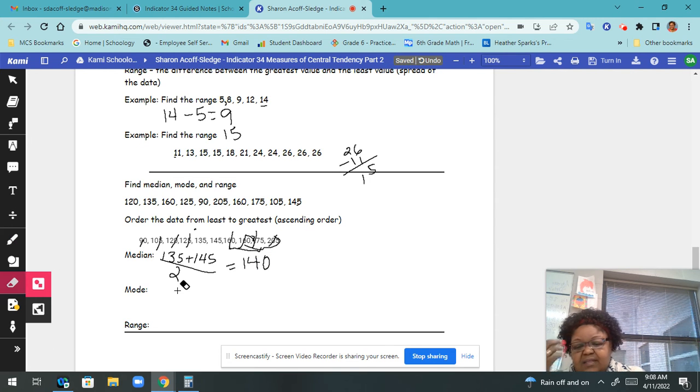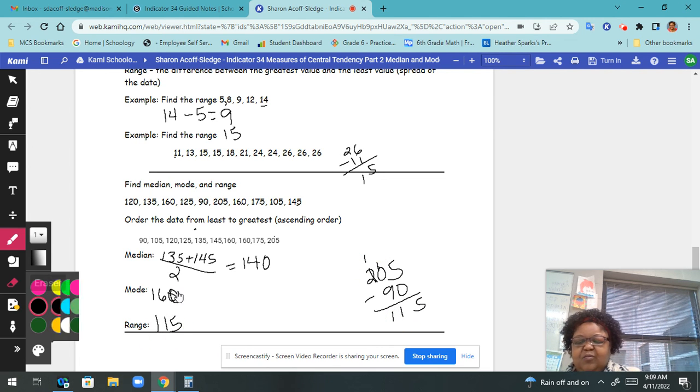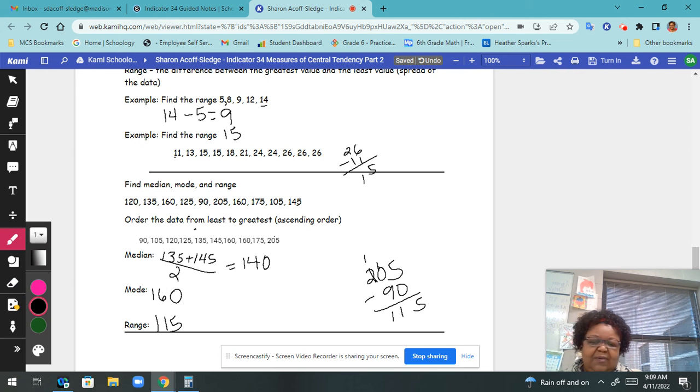My mode is the number that appears the most. So it looks like 160 appears twice. So that is my mode. My range, I'm simply taking my highest value, 205. So that should be 160. And subtracting my lowest value, which is 90. I'm going to do that over here. So it's 115. That's the spread of my data. Let me pretty that up. So that's simply how we do it.